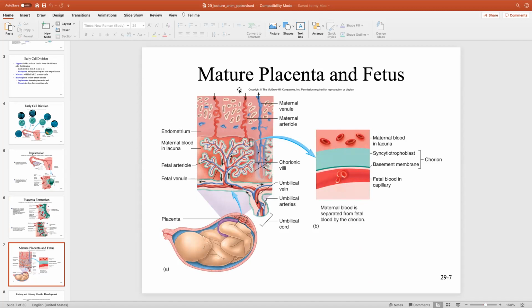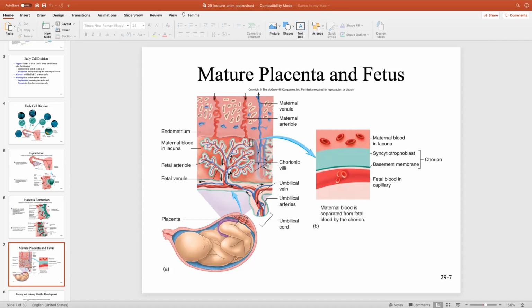So mom's blood is going to go through these spiral arteries. As it goes through, it's going to pool in what looks like little caverns. So you have all this blood pooling in the caverns, and now you have baby's capillaries right next to it right here. Notice there's always cells blocking the direct interaction between mom's red blood cells in the caverns and baby's, which is stuck inside the capillaries. So there should never be any mixing of blood.